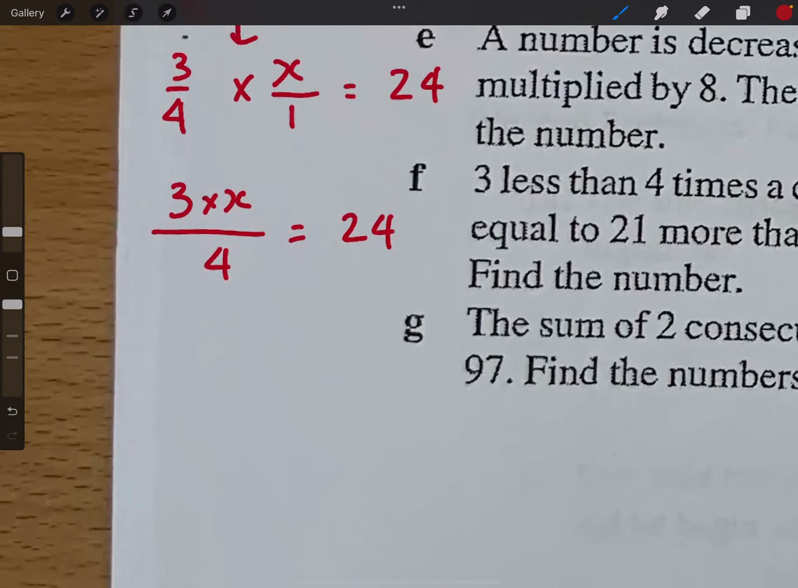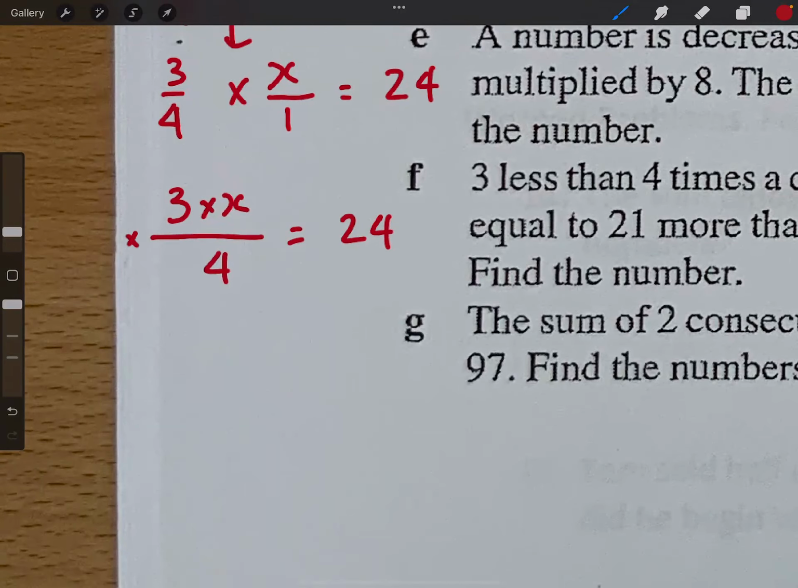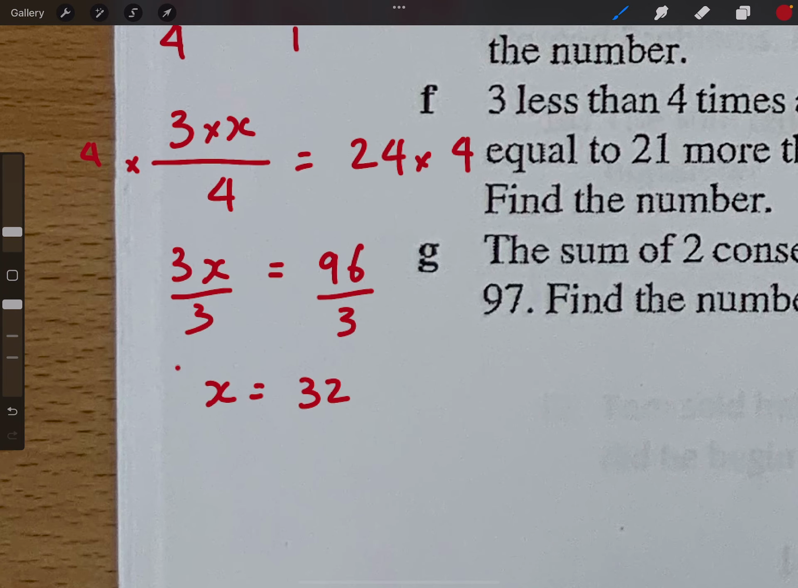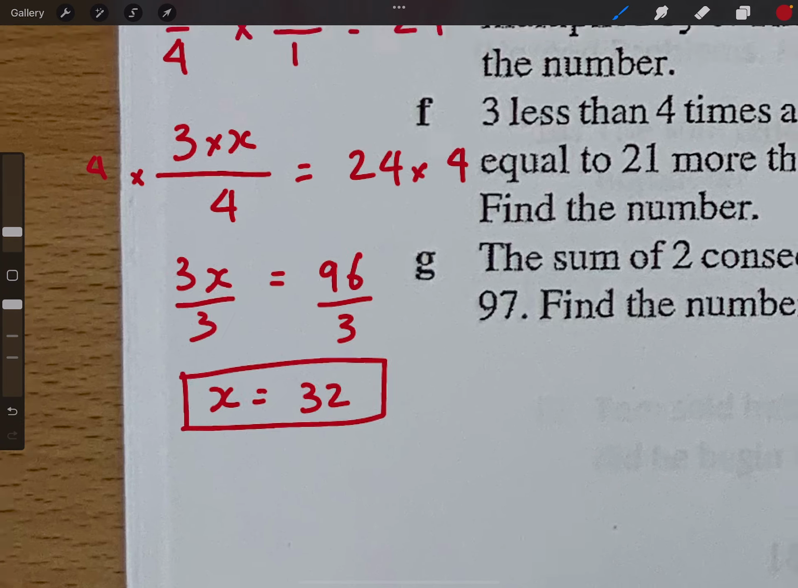So let's work backwards. Let's times both sides by 4. So 3x, or 3 times x, is equal to 96. Now we have to divide both sides by 3. And you get x is equal to 32. There you go.